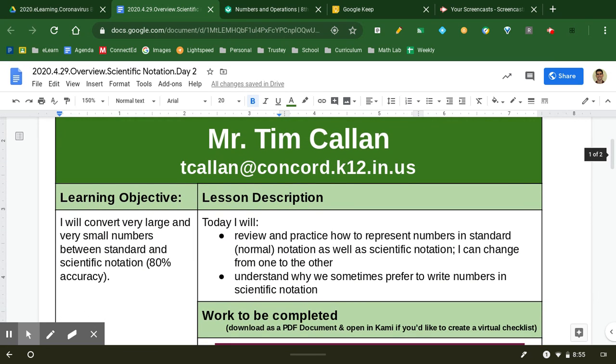Focus today, once again, our same learning objective as Monday. I will convert very large and very tiny numbers between standard and scientific notation. They are the same numbers, just two different ways to write it.